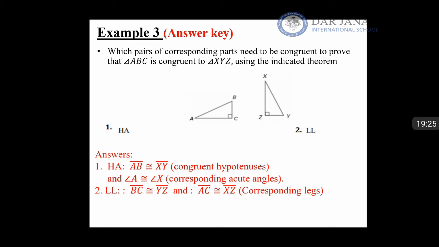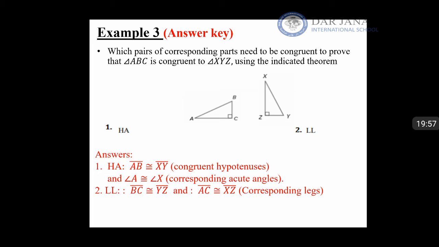Having that, the hypotenuse in the first triangle congruent to the hypotenuse in the second triangle, and an acute angle in the first triangle congruent to its corresponding acute angle in the second triangle, we can use the HA, or the hypotenuse angle congruence theorem, to prove that triangle ABC is congruent to triangle XYZ. Now let's see part 2. We have to use here the leg-leg congruence theorem. So we need the two legs in the first right triangle to be congruent to their corresponding legs in the second right triangle.